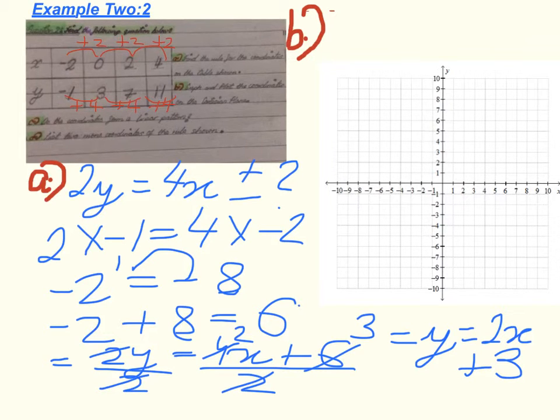B. Graph and plot the coordinates on the Cartesian plane. So it is minus 2 and 1, which is right there. 0 and 3, which is right there. Then it is 2 and 7, which is right there. And then it is 4 and 11, which is right there. As we can see, that does form a linear pattern. However, I can't draw it, but it does form a linear pattern with a ruler.